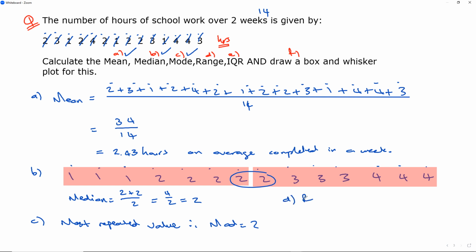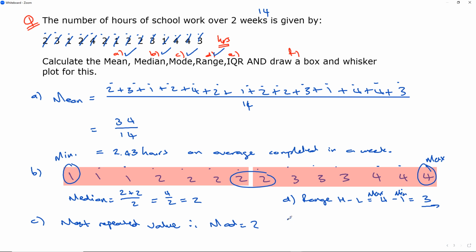For the range, I have to take my highest value and subtract my lowest value. So that's 4 minus 1, which is equal to 3, and so my range would be 3. 4 is my maximum and 1 is my minimum. So we take our maximum and subtract the minimum and we get our range, which is 3.